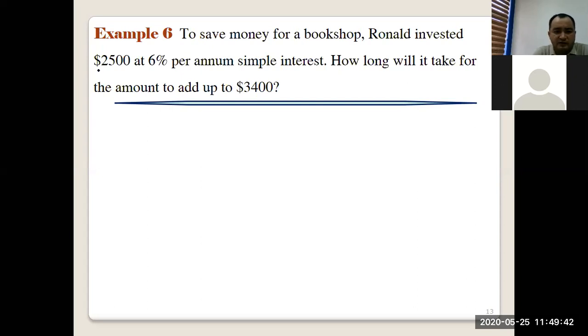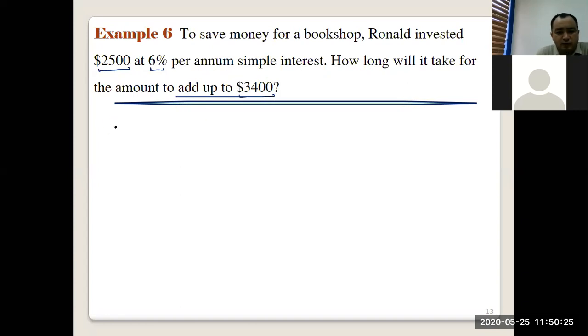This guy has $2,500, okay, but he needs $3,400. Maybe it's for a bookshop. But now he's not going to. He's so busy, maybe with his studies or some other stuff, but also he doesn't want to keep this money in his pockets. And the question is, if he invests his money in a bank, and if the bank pays 6% simple interest per annum, means per year, right? Per year, how long will it take? How many years does he have to wait for his money to grow up to $3,400?